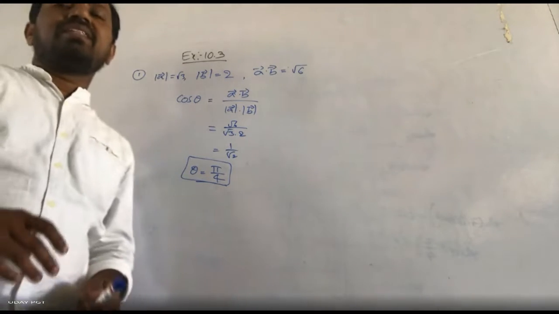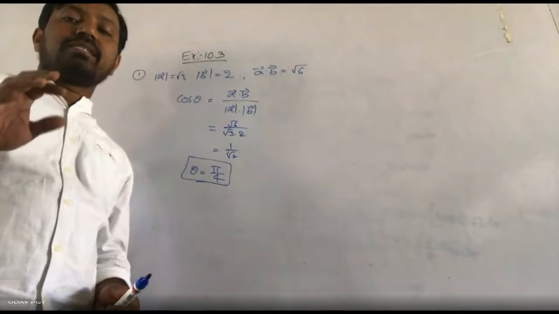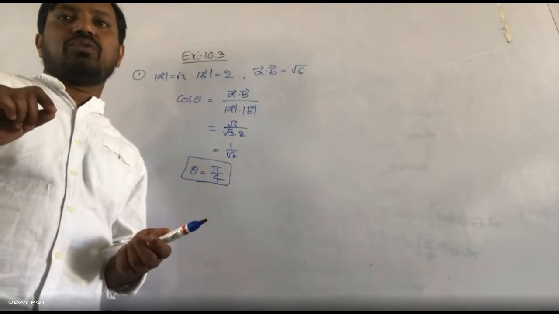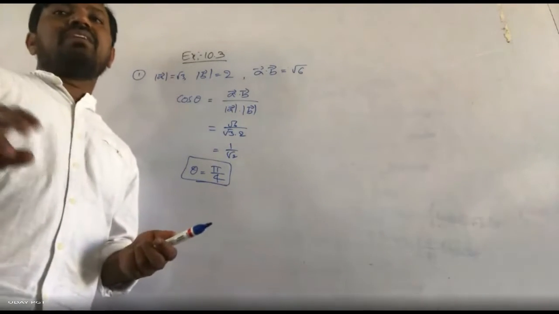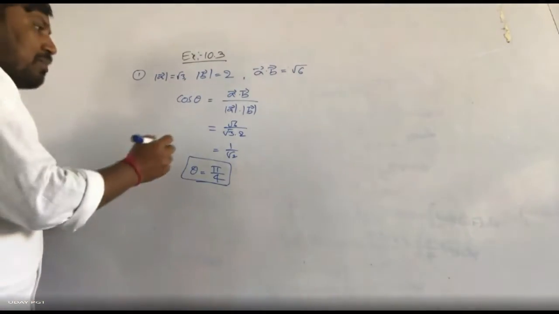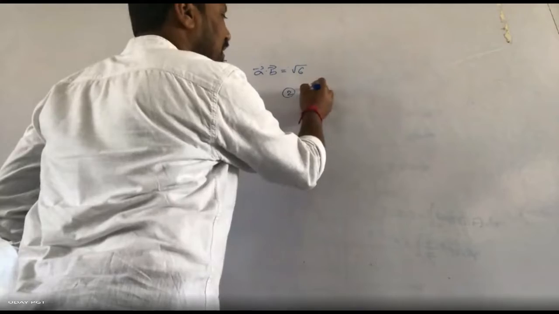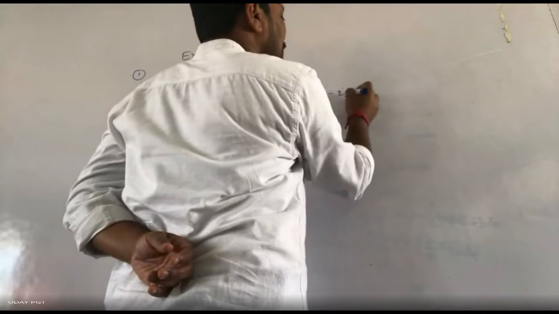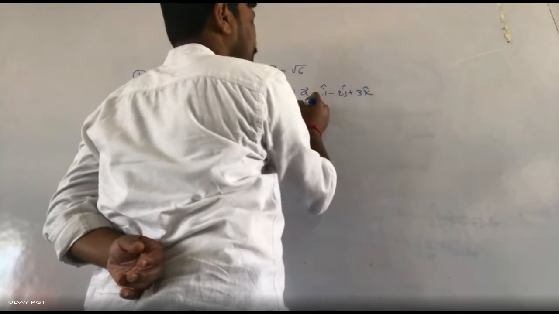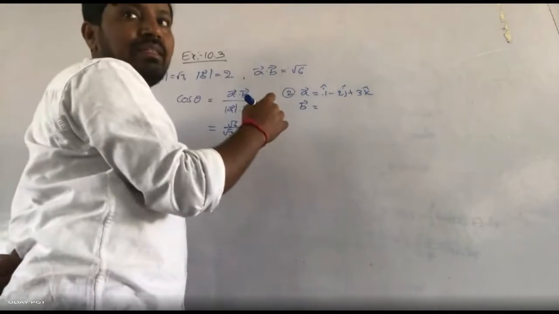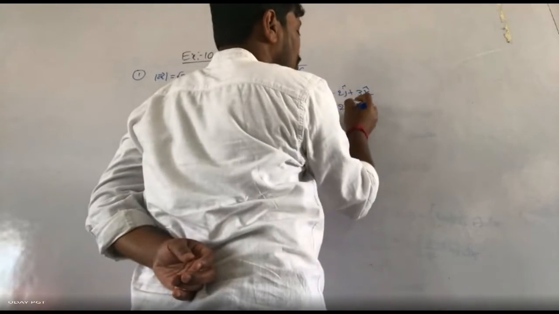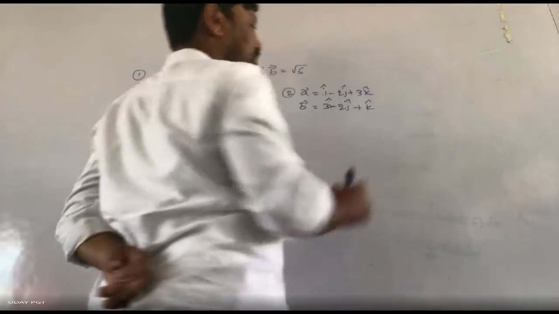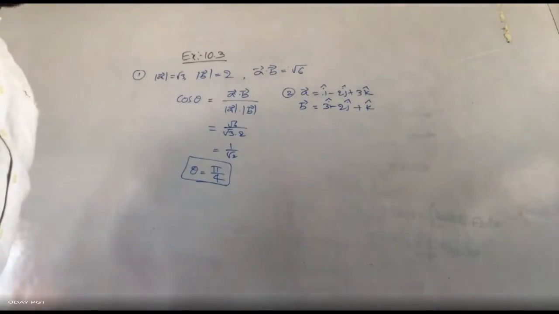The second question is: find the angle between two vectors. The vectors are given in the form A1 i, A2 j, A3 k. So the second problem: vector A is given as i minus 2j plus 3k, and vector B is given as 3i minus 2j plus k. Now here you need to find the angle between these two vectors.